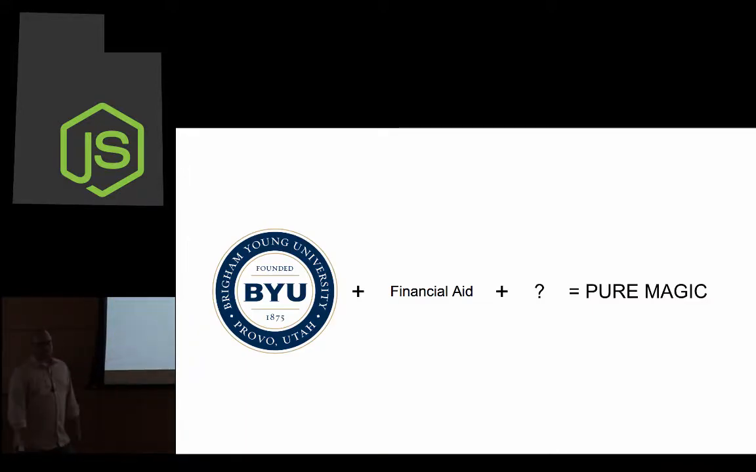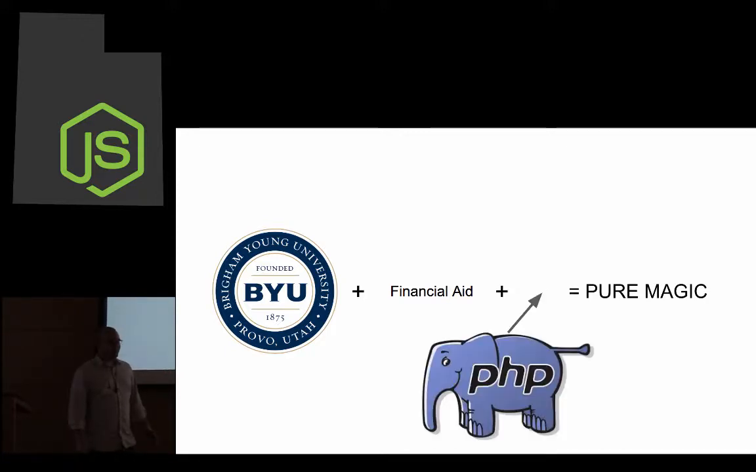Anyway, so my first real foray into web development, I worked at BYU in the financial aid office as their webmaster with some mystery piece here that equaled pure magic. Any guesses what that mystery piece is? PHP. Why was it pure magic?